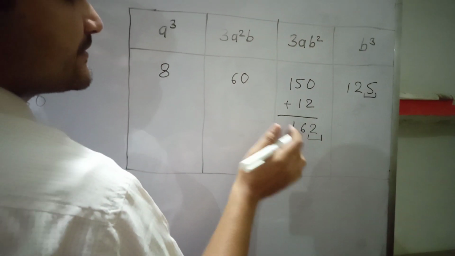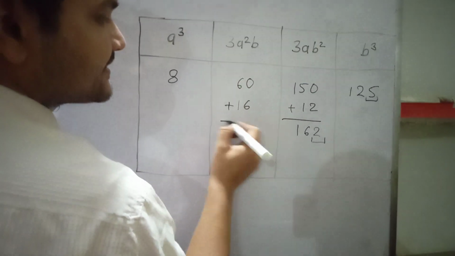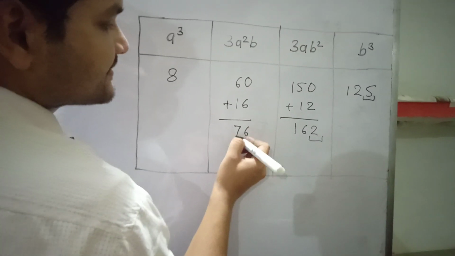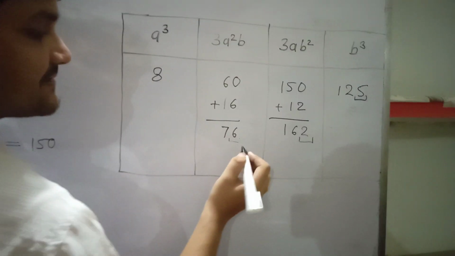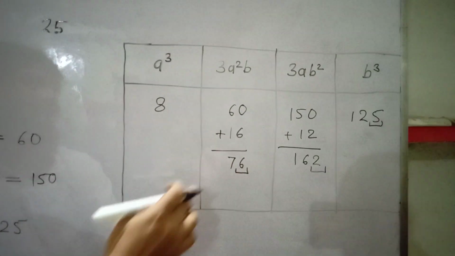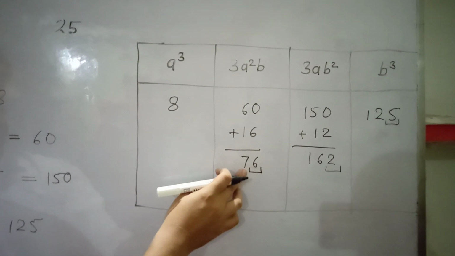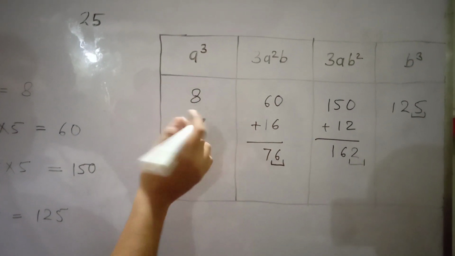Here we will underline the first digit and transfer the remaining digit as the carry to the next row. So here 16 will be the carry, and we add the 16 in the next row, so we will get 76. Here we underline the first digit, that's the 6, and transfer the second digit, the 7, as the carry to the next column.